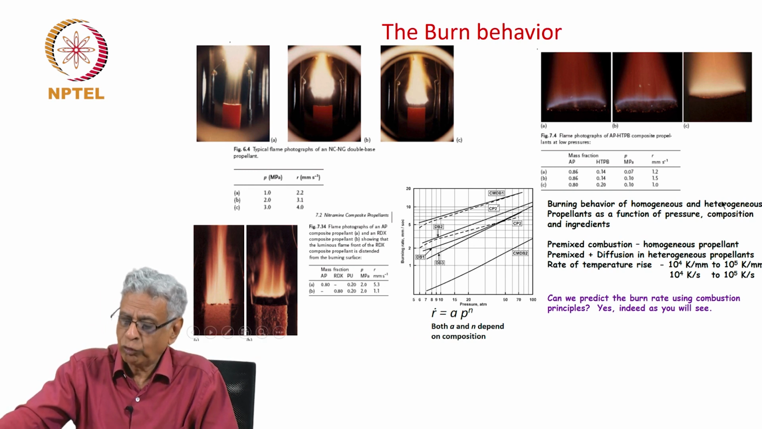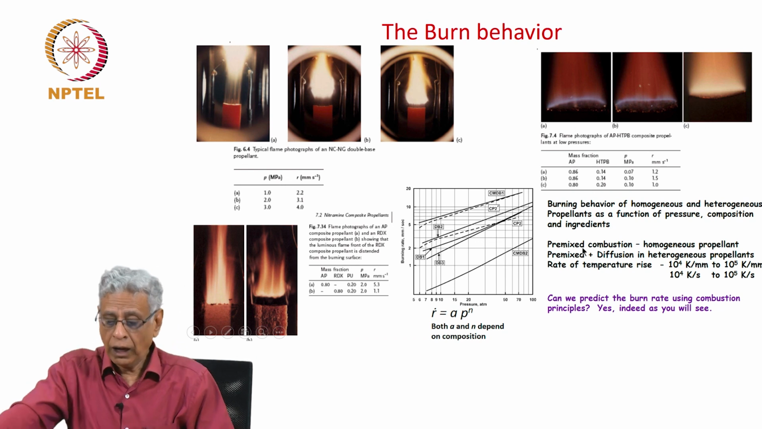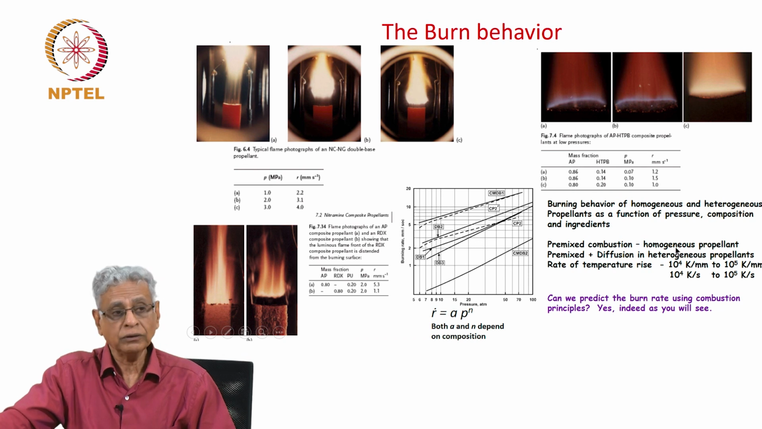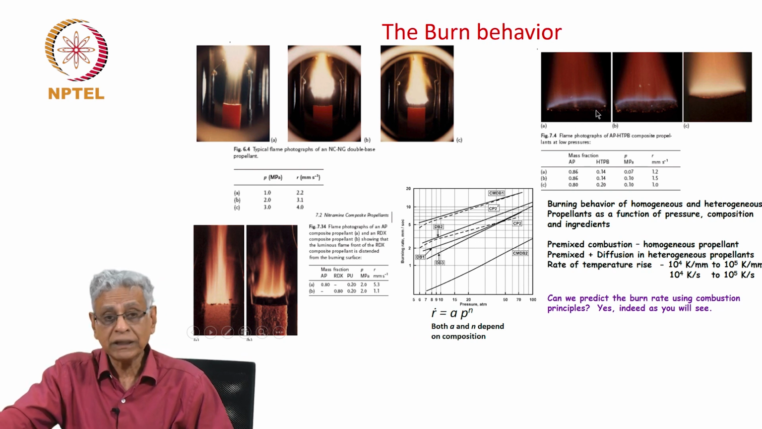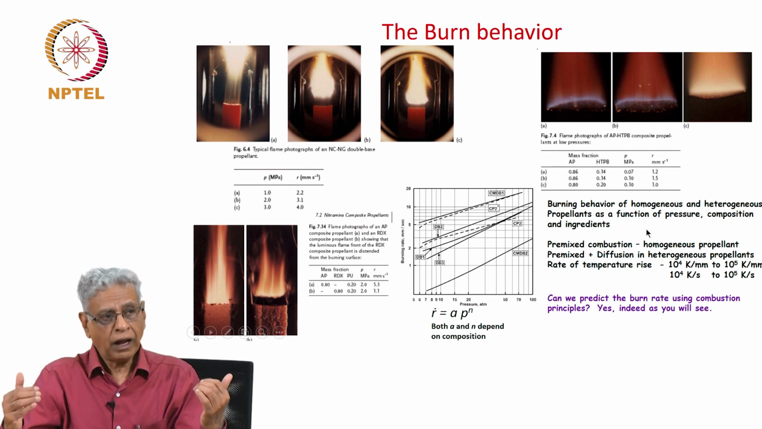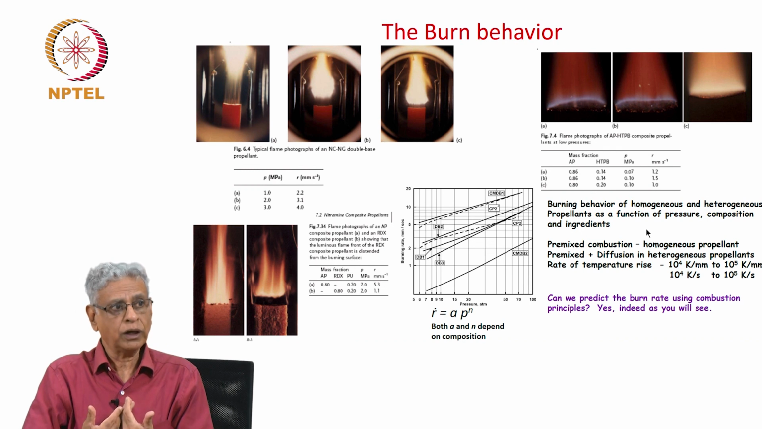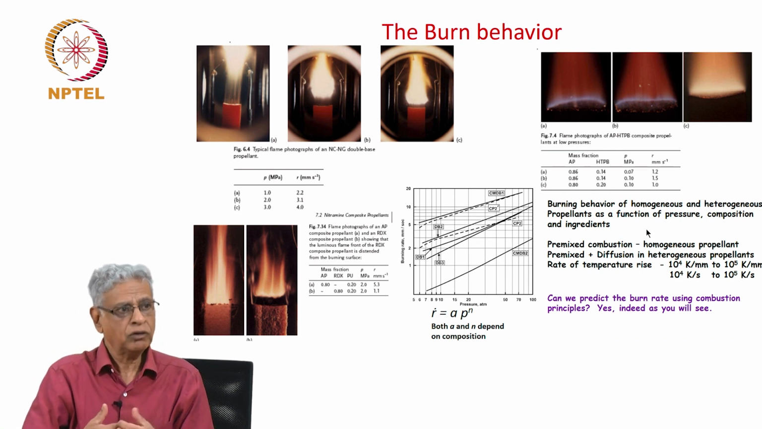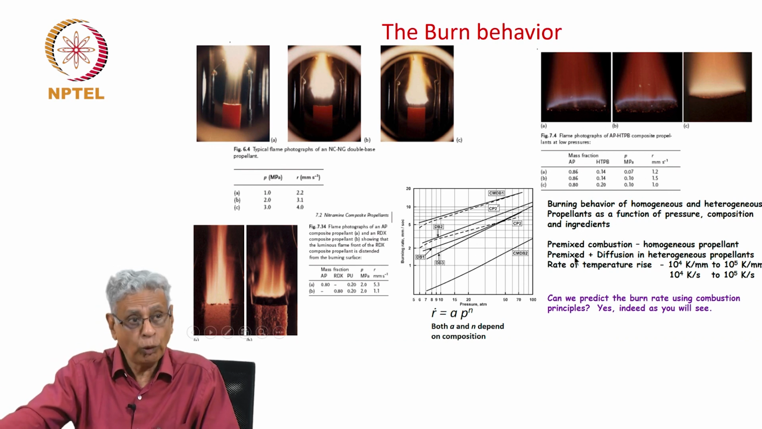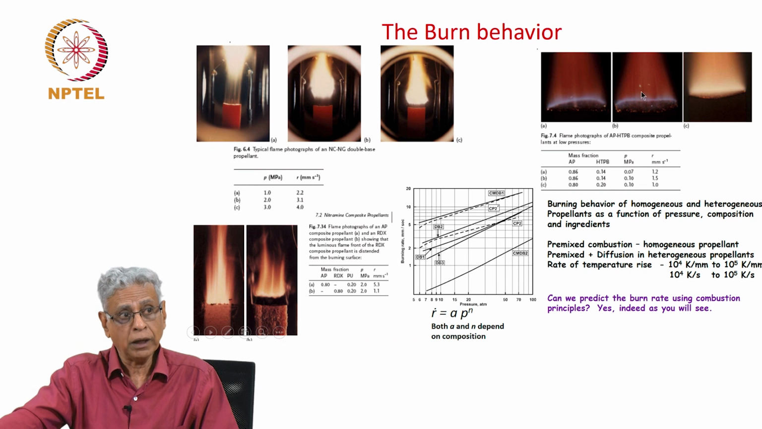So, the burning behavior of homogeneous and heterogeneous propellants as a function of pressure, temperature and ingredients is shown here. And you will see that in the case of NCNG, it is premixed combustion, a homogeneous propellant. If you have a larger particle size, then the oxidizer gases have to mix with fuel rich vaporized fuel fragments from HTPB and burn together. That is a diffusion process. So, you have both premixed and diffusion processes taking place in a heterogeneous propellant, and only a premixed process in the case of a homogeneous propellant.